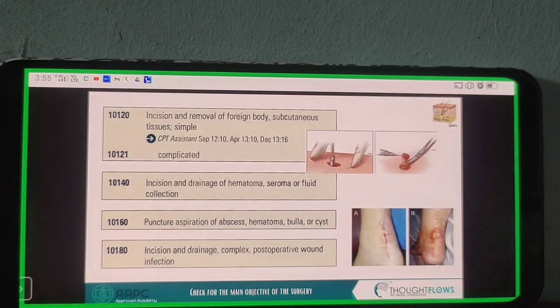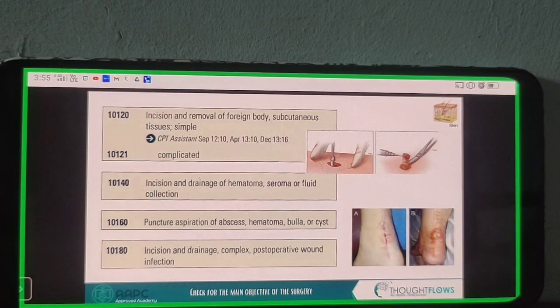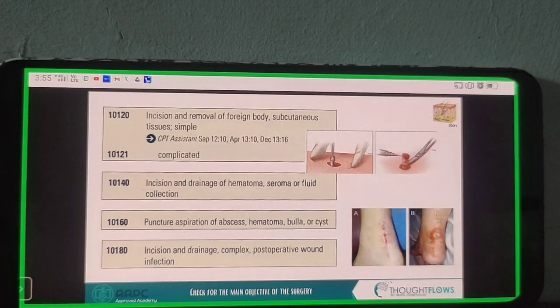160 is also for hematoma, but it's an aspiration. Aspiration means suction. Doctor sucks the fluid. For aspiration of abscess, hematoma, bulla or cyst means go for 160. Then 180 for incision and drainage of complex postoperative wound infection.